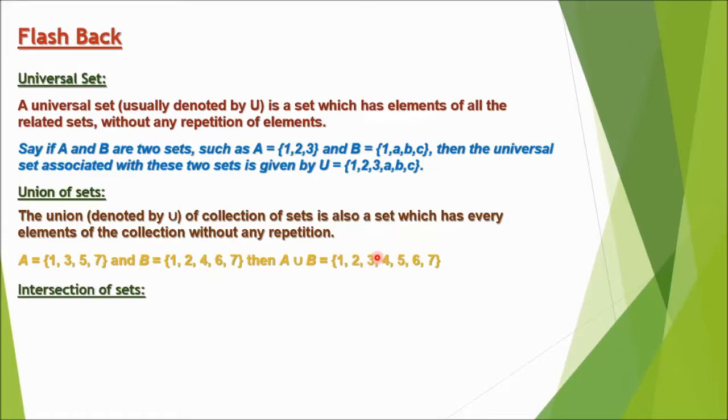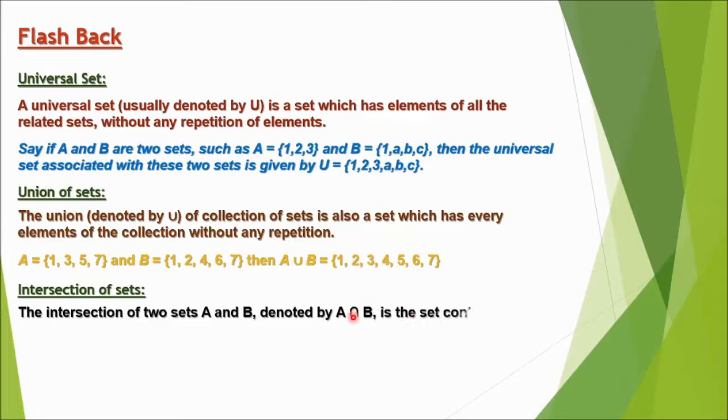Intersection of sets. The intersection of two sets A and B is the set containing all elements denoted by A. You can see here, this is the symbol for intersection, this is the symbol for union, and this is a representation of a universal set. It's not a symbol, it's a representation. It's like an alphabet, but these two are operators. This union and intersection are operators.